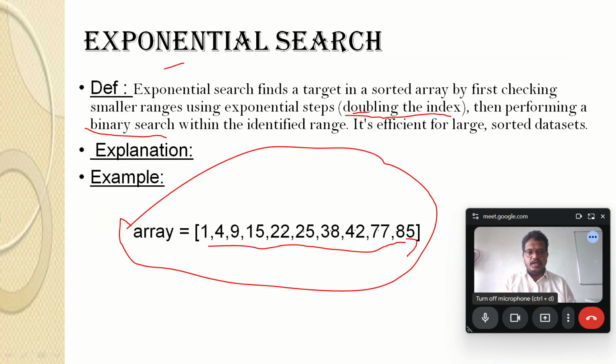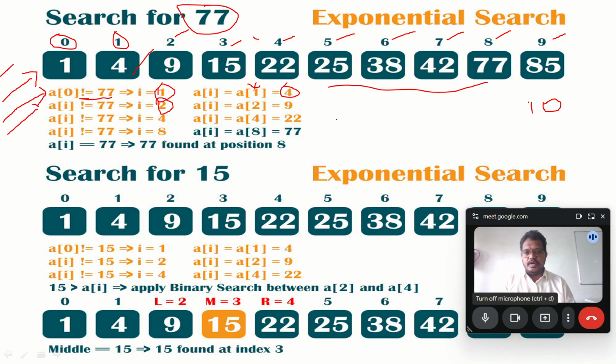So we are doing the doubling of the index. Here I am making 1 into 2. What is the value of a[2]? It is 9. Is 9 equal to 77? No. Again we will double the index value.